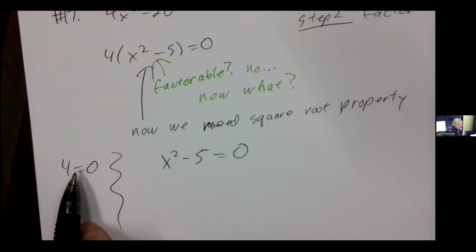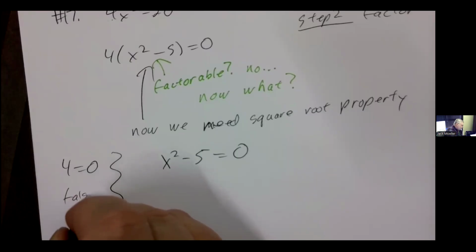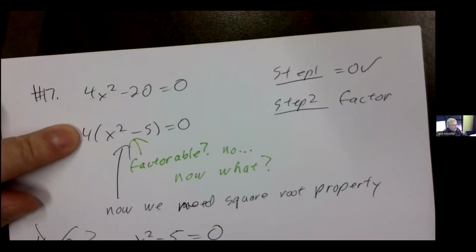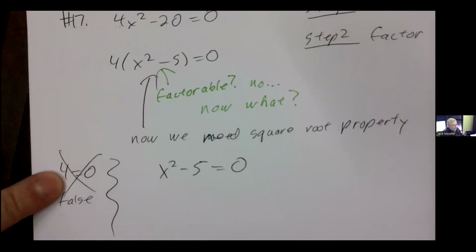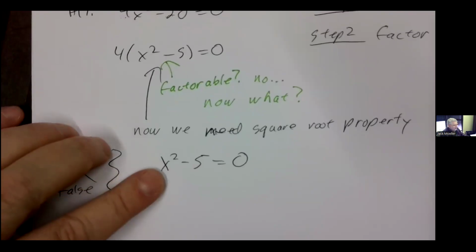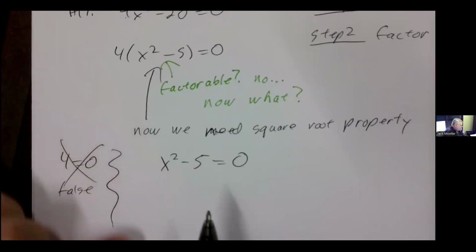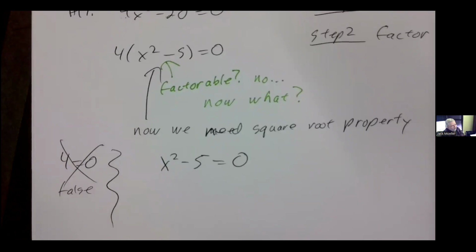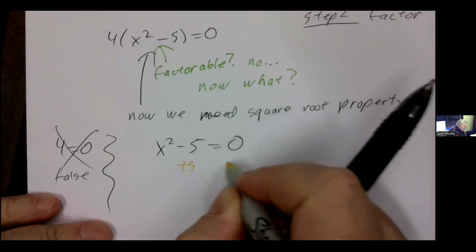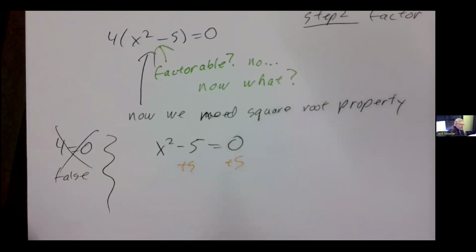Over here, this is a false statement, so we just toss it. If one of your factors doesn't have an x, if it's just a constant, then we can ignore it because we only want x's. All right. So how do we solve x squared minus 5 equal to 0? Well, since it doesn't factor, what else might we try? You're already ahead of me on this. Well, what happens if we add 5 to both sides?